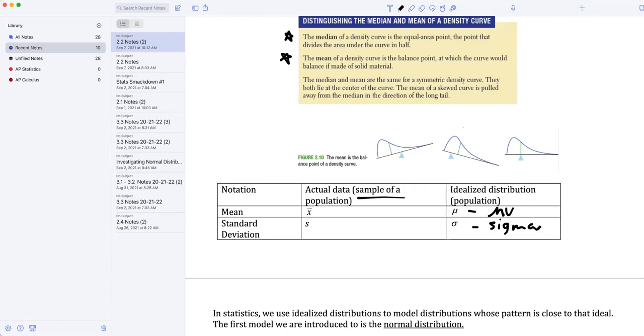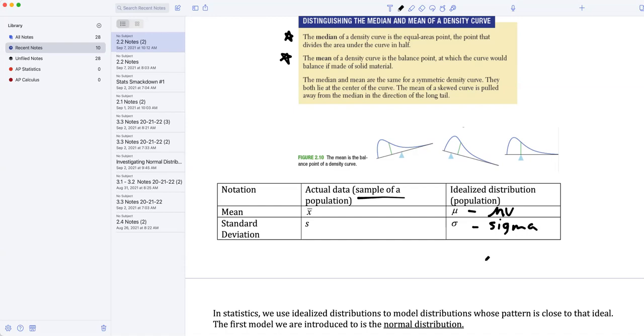Did you say the green triangle? Say what? The green triangle. The green line there is the median, and the blue triangle there is the mean.